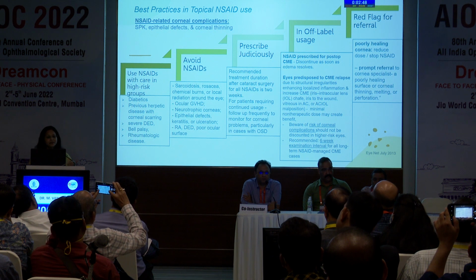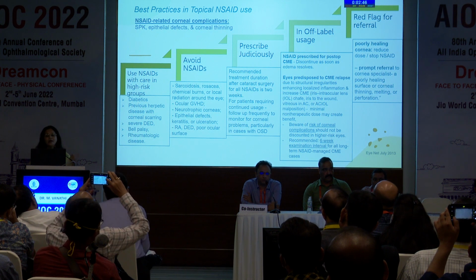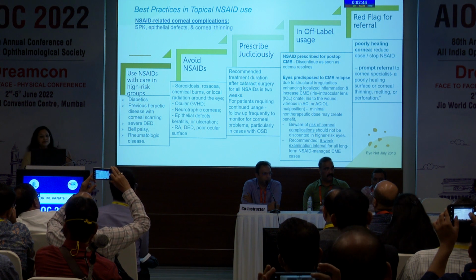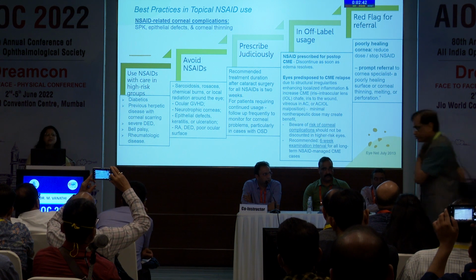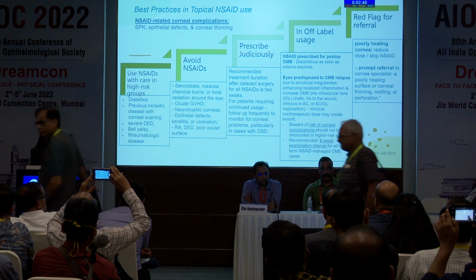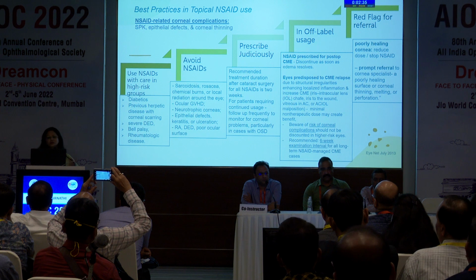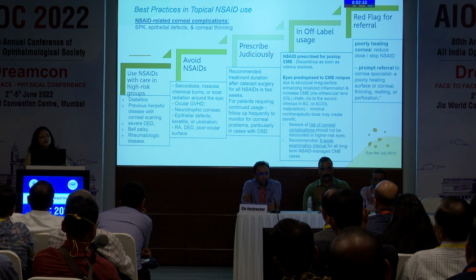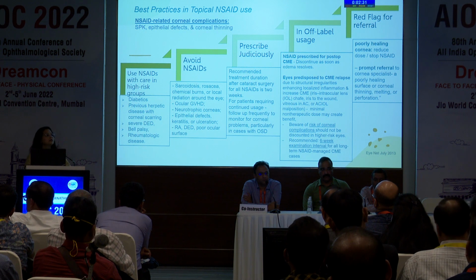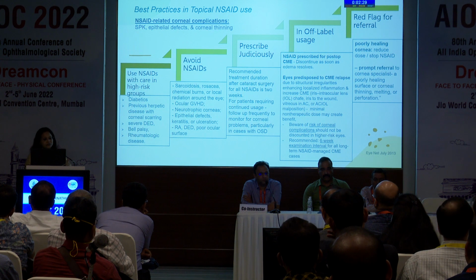It is SPKs. You have punctate keratopathies here. You can get epithelial defects and you can get corneal thinning. But this said, again, you don't see it in all ocular surfaces. You only see it in ocular surfaces which are compromised, and when you're going to do cataract surgery in such compromised ocular surfaces, you're probably going to pay a lot of attention to this.